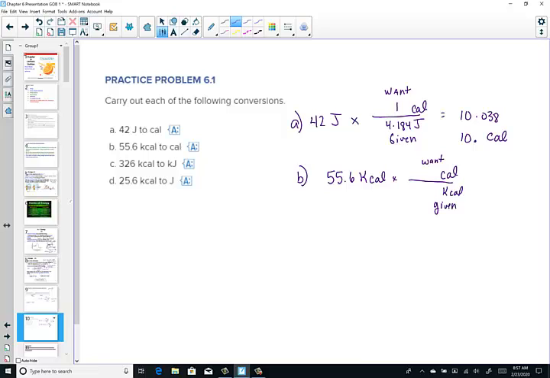So I think about want over given. It takes 1,000 calories to equate to 1 kcal, so we're moving our decimal place 3 spots over. So when I write that out, 55600. Now I think about sig figs. This is the number of calories.